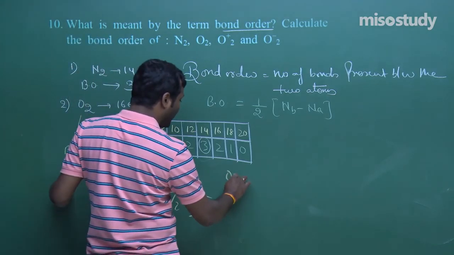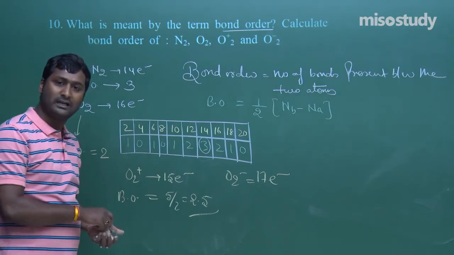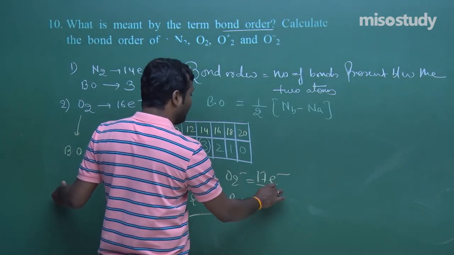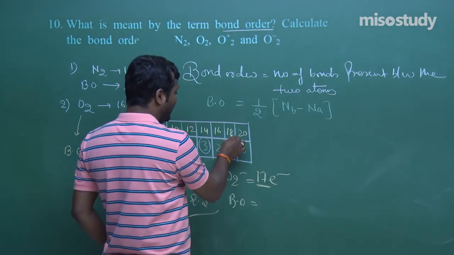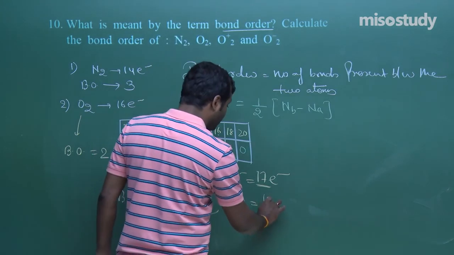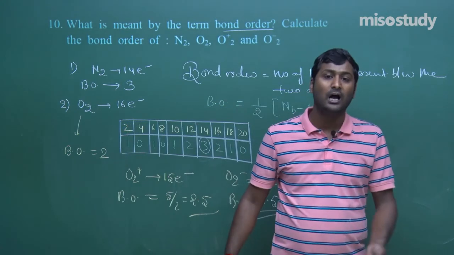Similarly O2 minus, how many electrons will it have? That is 17 electrons. Clear to you? So what is the bond order, my friend, in this case? 17 comes between 18 and 16, that is 2 plus 1, 3, 3 divided by 2, 1.5. This is a simple method to find out the bond order.